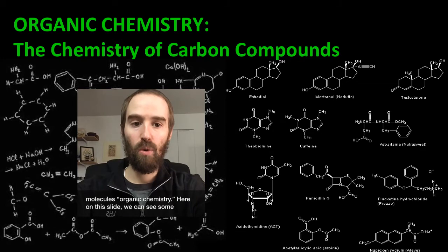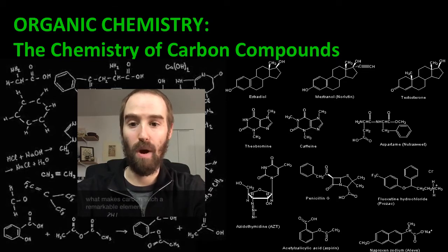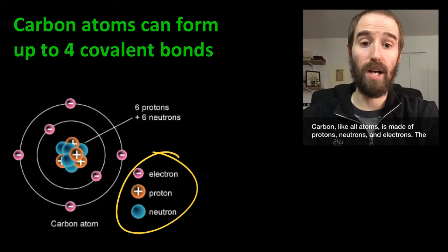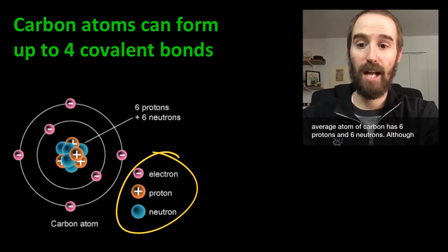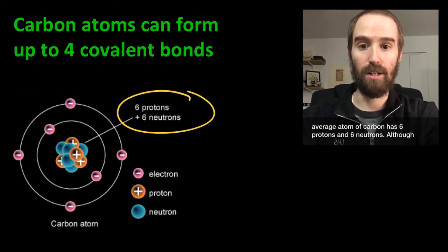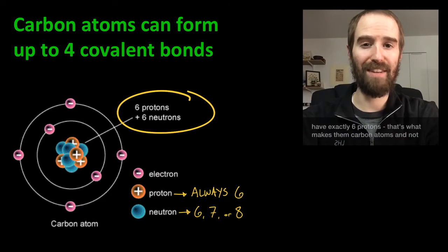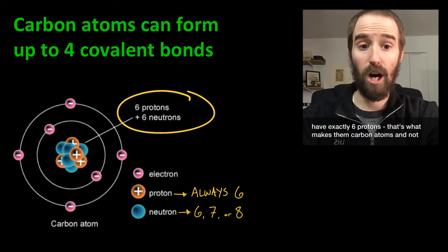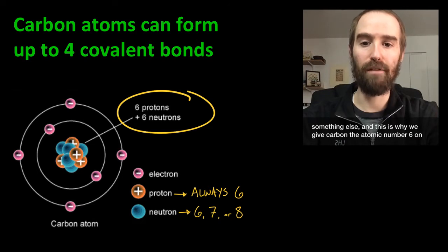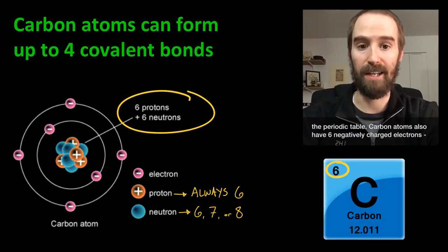Here on this slide, we can see some examples of a few different carbon-based or organic molecules. As you can see, carbon-based organic molecules come in many different shapes and sizes, and the ability to form molecules like these is exactly what makes carbon such a remarkable element. Carbon, like all atoms, is made of protons, neutrons, and electrons. The average atom of carbon has 6 protons and 6 neutrons. Although some carbon atoms may have 7 or even 8 neutrons, all carbon atoms have exactly 6 protons. That's what makes them carbon atoms and not something else, and this is why we give carbon the atomic number 6 on the periodic table.